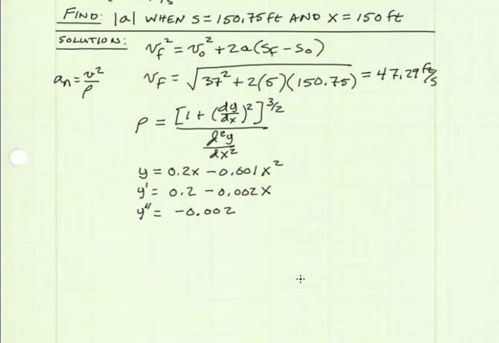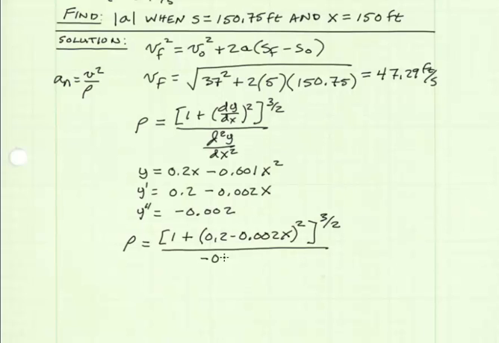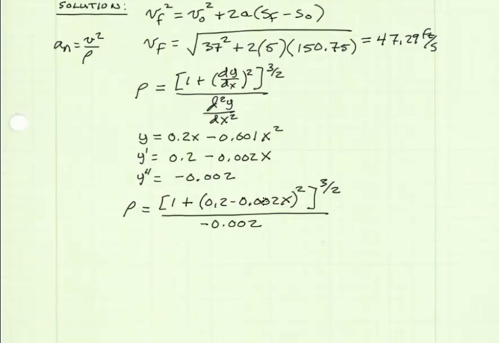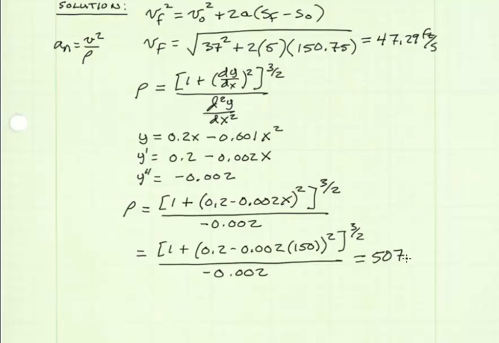0.002. Plugging these values into our radius of curvature equation, we get our radius of curvature is equal to 1 plus the first derivative, which is 0.2 minus 0.002x, squared, to the 3/2, divided by 0.002. If we put in 150 for x, we get 507.52 feet. I'm not going to worry about this negative sign, because in my radius of curvature and my normal acceleration, it doesn't matter. My normal acceleration, we always assume to be positive and pointing towards the center of curvature.